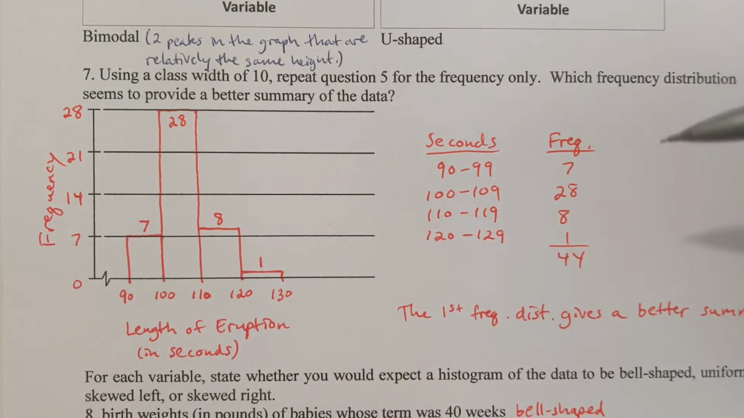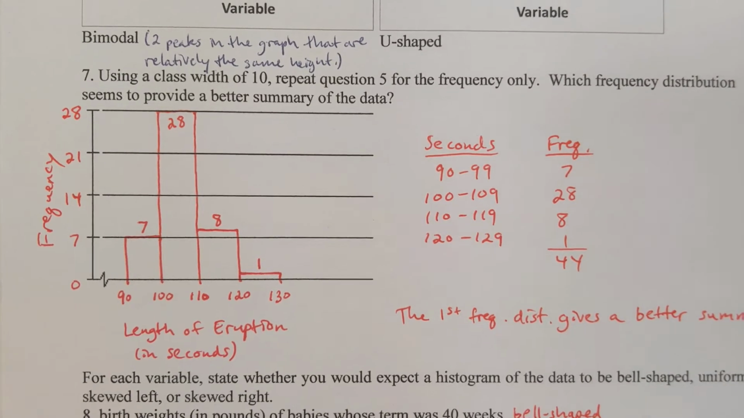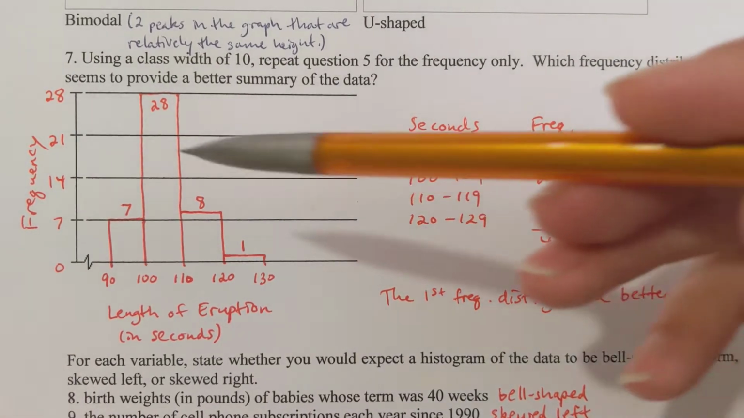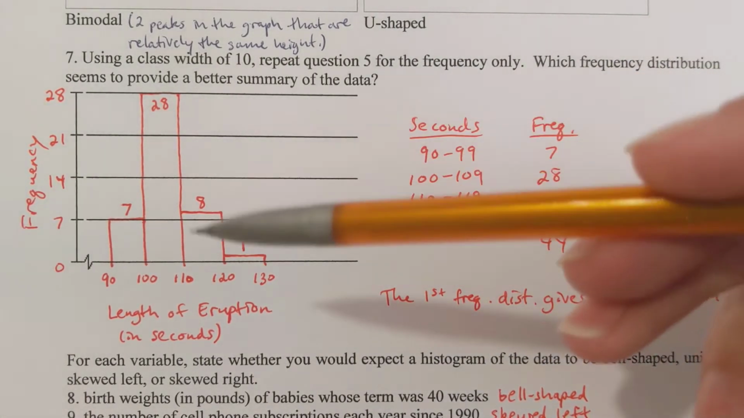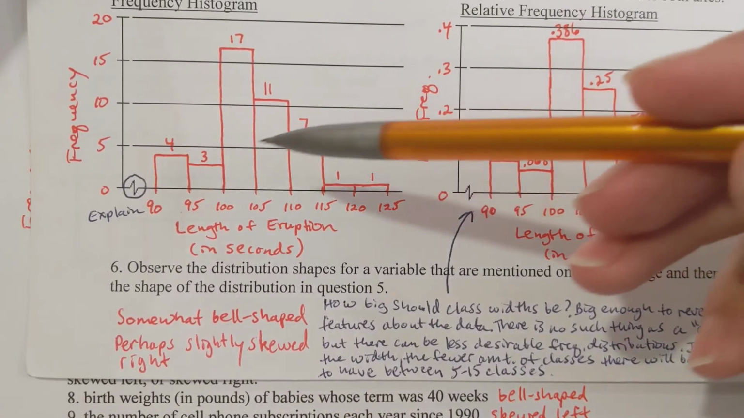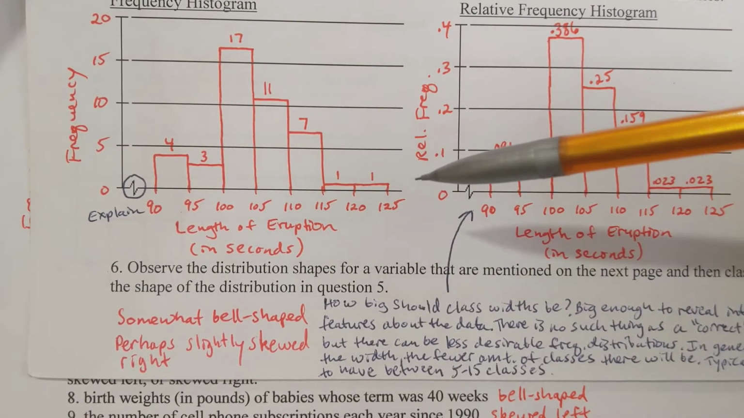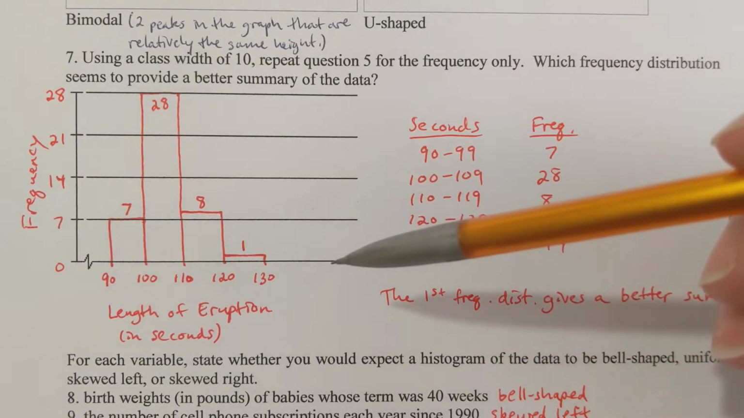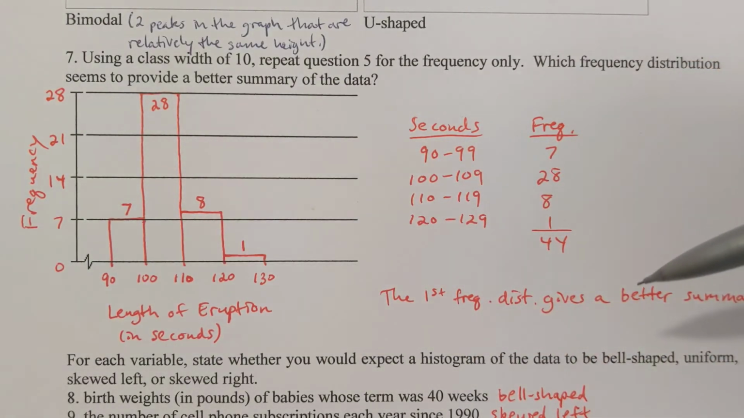Now it says, which frequency distribution seems to provide a better summary of the data? Well, if we were to classify this distribution, I would say that this is bell-shaped. It's not a perfect bell curve, but it's more bell-shaped than this one. This is the one where we had 7 classes, and this one we only had 4 classes. So this one appears more bell-shaped. Now, which one is better?